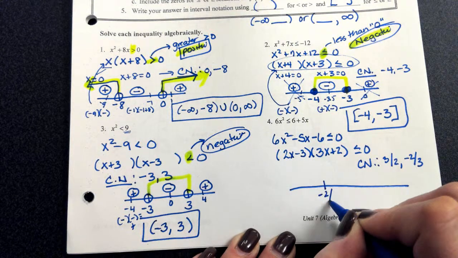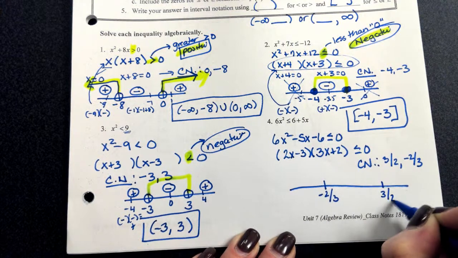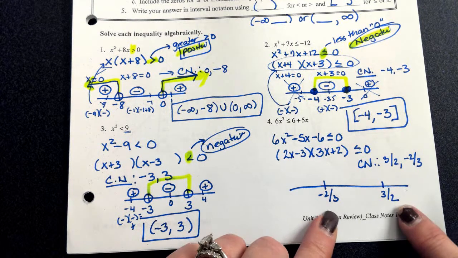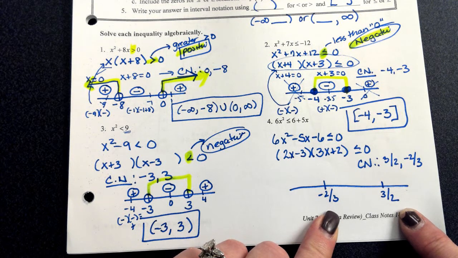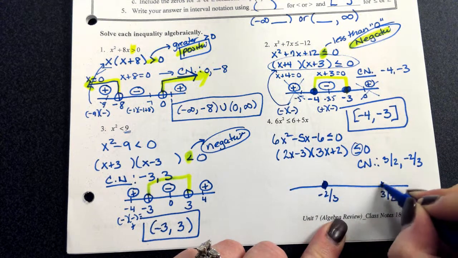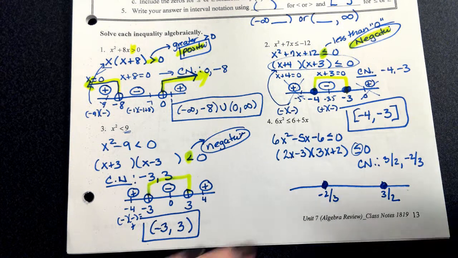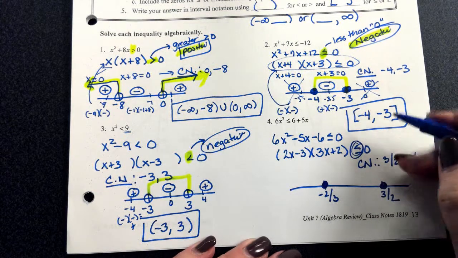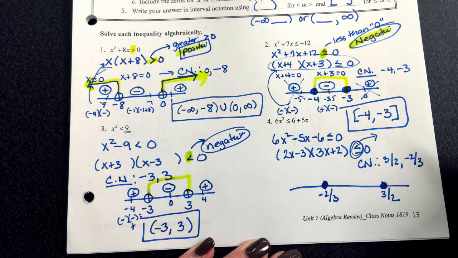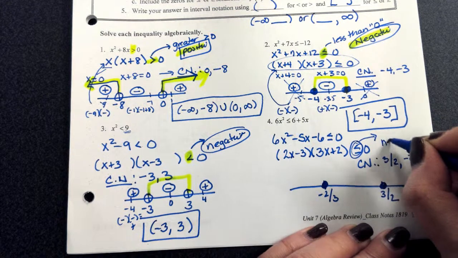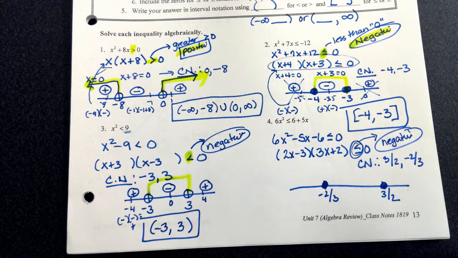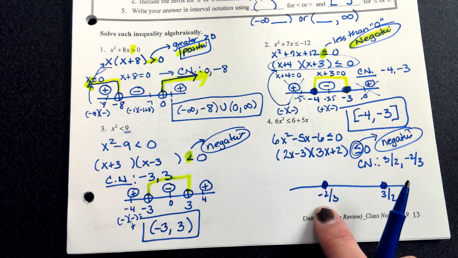Obviously, we've got negative 2/3. We have 3/2. Now tell me, are we going to put open or closed circles above the critical numbers? Closed, because it's a less than or equal to. Now, what kind of numbers are we looking for to be solutions? Are we looking for positive intervals or negative intervals? Negative, because it's less than 0. So only negative numbers are less than 0. So now tell me a number less than negative 2/3.